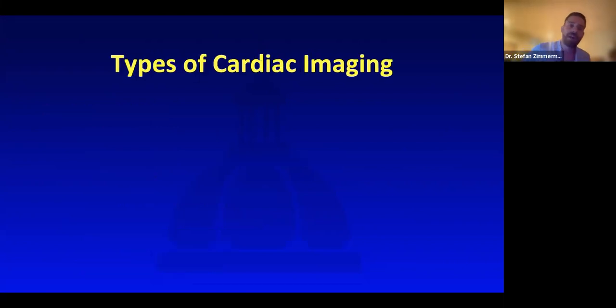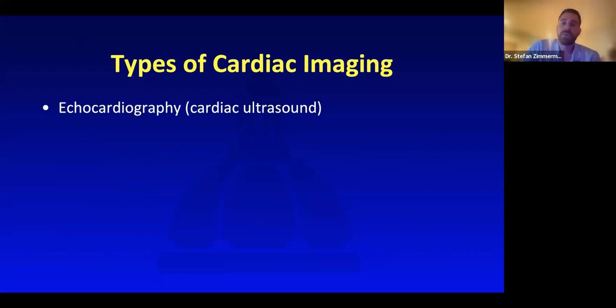Okay, so now that we have a little bit of an overview of the different problems and diseases you can get in the heart, let's talk about the types of cardiac imaging and how they can provide more information about those diseases. So one is echocardiography, also known as cardiac ultrasound. This is a very common type of cardiac imaging that's done.